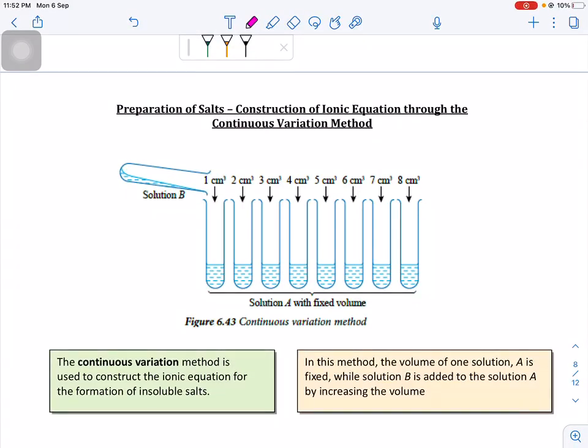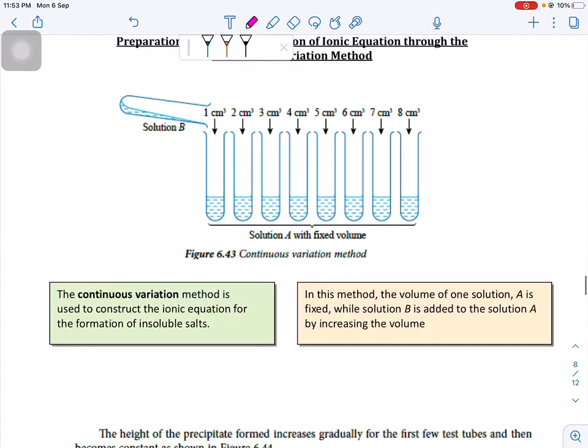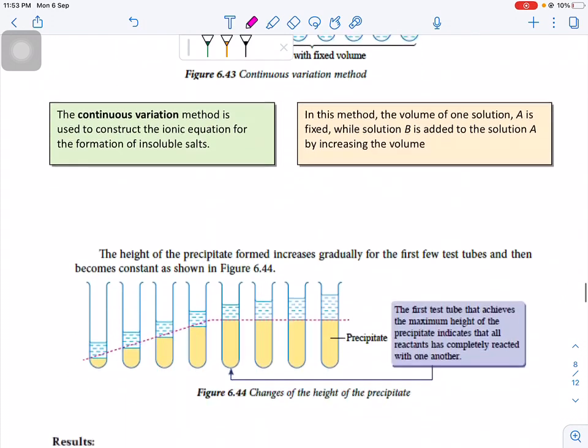Okay, and under preparation of salt, so we can construct the ionic equation through the continuous variation method. What is continuous variation method? Continuous variation method is used to construct the ionic equation for the formation of insoluble salt. So, ini adalah kaedah untuk kita menentukan ataupun membuat ionic equation. Based on the data of the experiment, kita buat ionic equation guna continuous variation method. Apa yang kita buat? Kita fixkan satu volume and then second volume kita tambah sehingga kita boleh menjumpai volume yang mana yang ngam-ngam untuk react sepenuhnya di antara dua reactant tu lah, sorry.